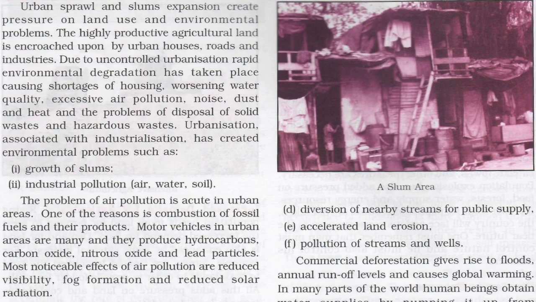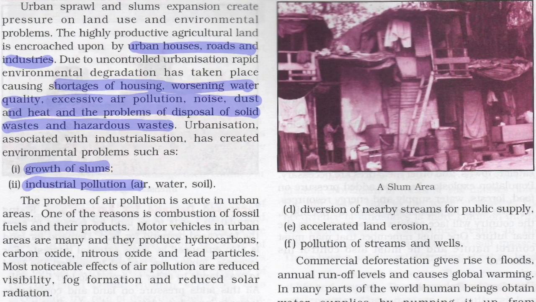The highly productive agricultural land is used for urban houses, roads and industries. Due to this uncontrolled urbanization, environmental degradation is taking place: shortage of land, shortage of houses, worsening water quality, excessive air pollution, noise, dust and heat, and the problems of disposal of solid wastes and hazardous wastes. Urbanization is associated with industrialization. It has created environmental problems like growth of slums, industrial pollution of air, water, soil, etc.